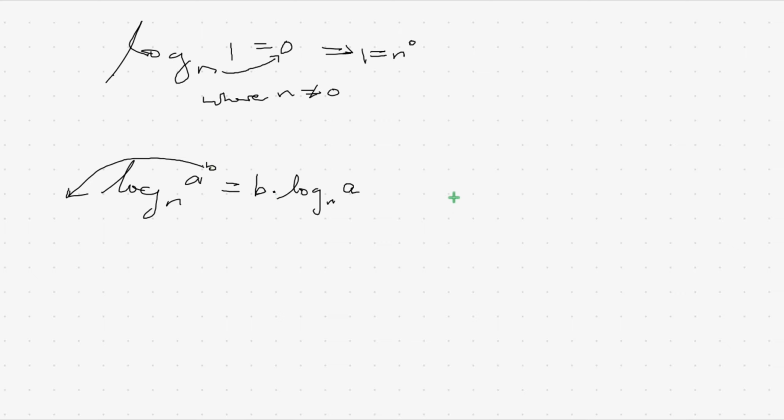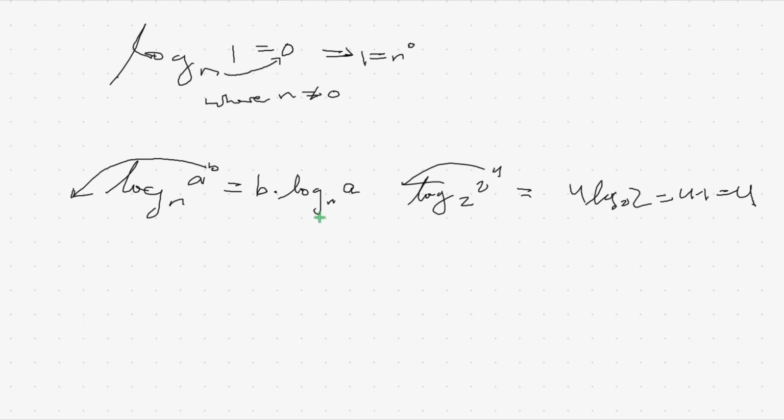Okay, so let's do an example. Log base 2 of 2 to the power 4. Well, 2 to the power 4 is 16, so this is just 4. Or we can also do it like this. You move this here. 4 log base 2 of 2 equals 4 times 1 equals 4. Much better, much neater, and just much more preferred, right? So this is a pretty cool rule.